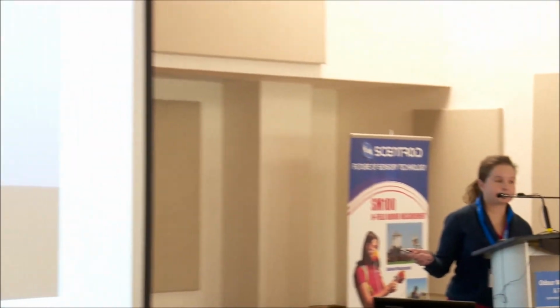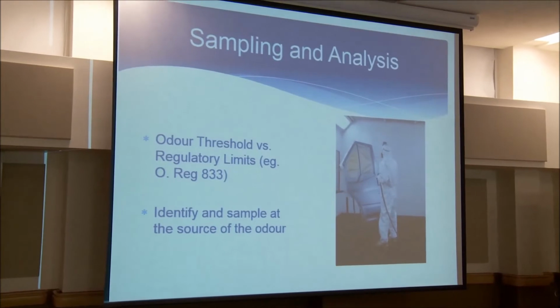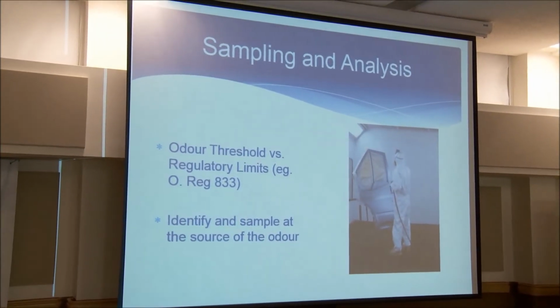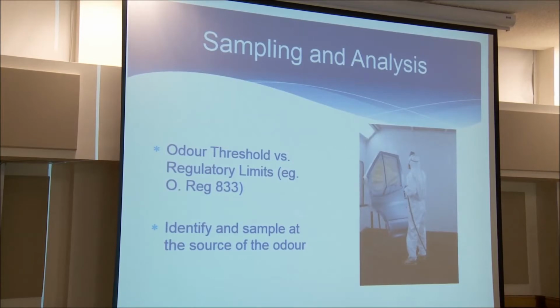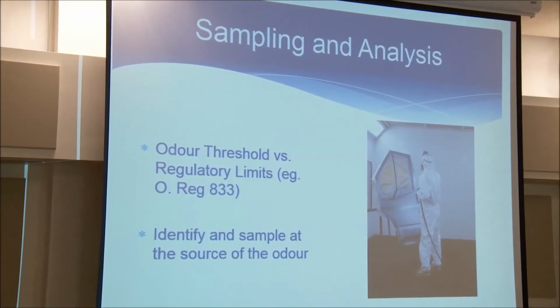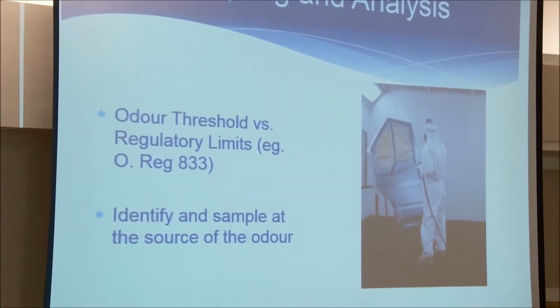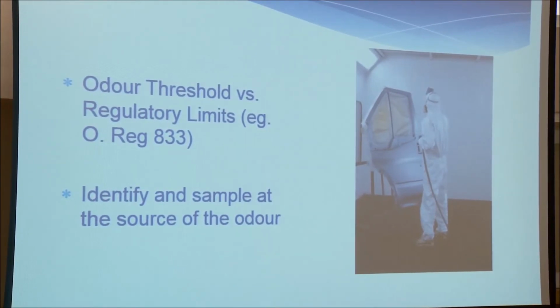When you do that, again, you can look at odor thresholds with your analysis results along with the regulatory limits. You can find that you've identified specific compounds that are over the odor threshold, so yes, it most likely is this. And then you see, okay, it is over the odor threshold, but still below the regulatory limit. In Ontario, that would be O. Reg. 833.